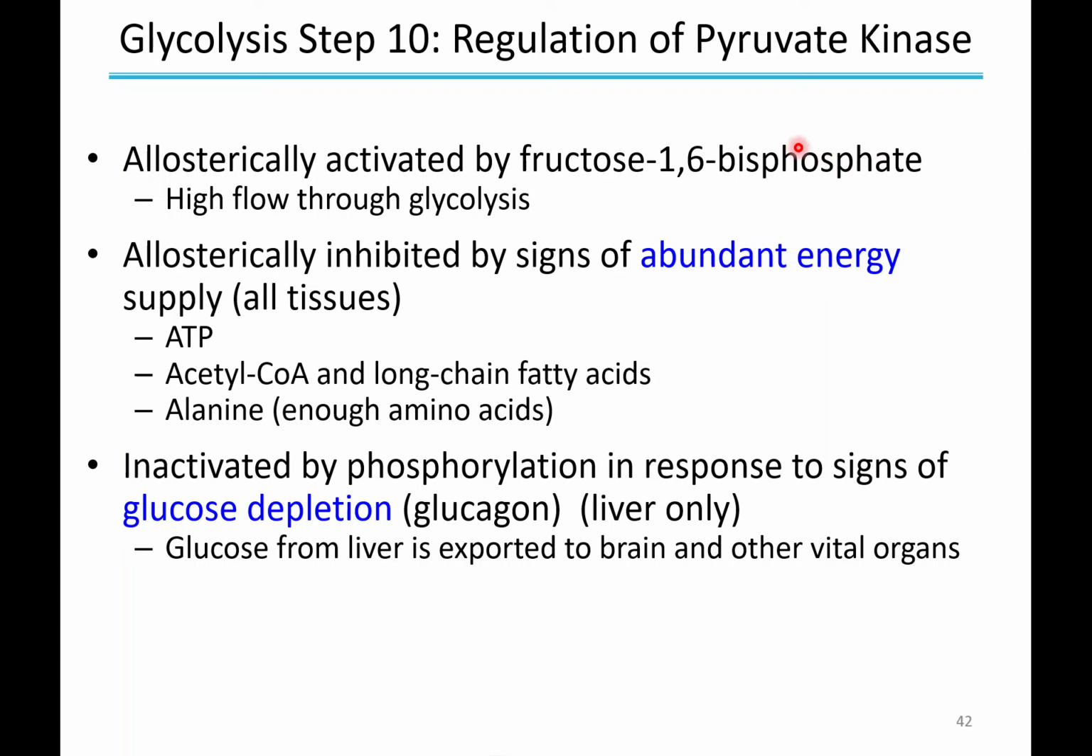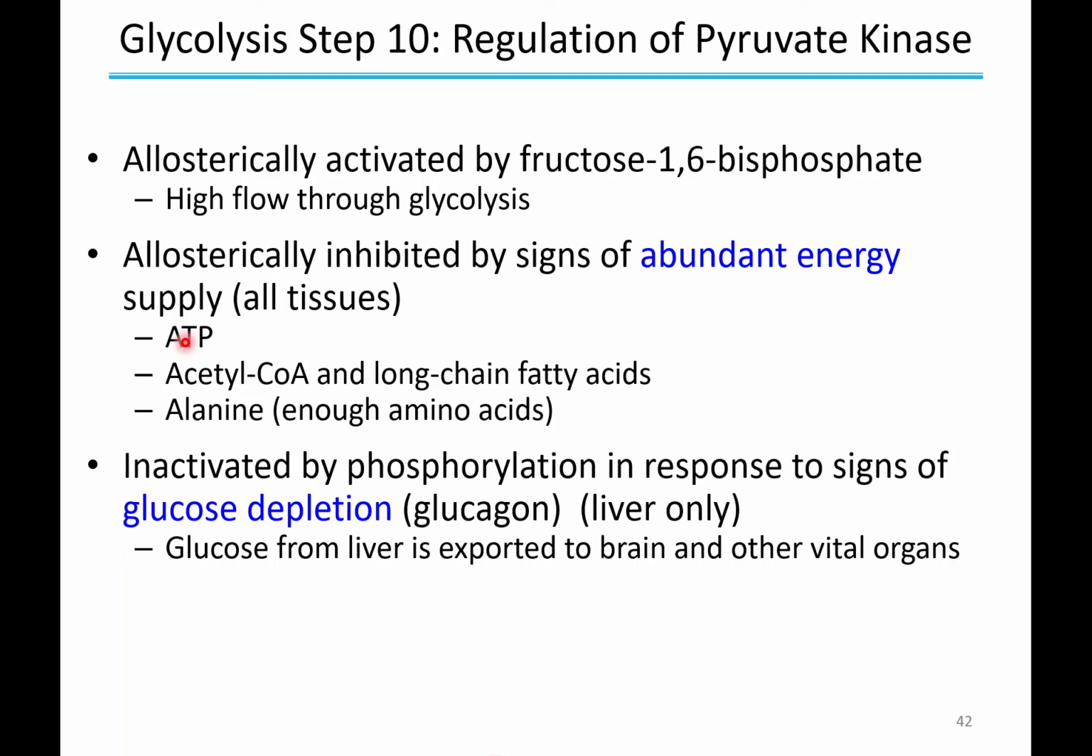Right, if you have a lot of that being produced in glycolysis, then you're going to say, oh, hey, we're going to need step 10 to turn on, right? We're going to have a lot of stuff coming through glycolysis. We're going to need to turn that on. Okay. Allosterically, pyruvate kinase is inhibited by signs of abundant energy, just in general.